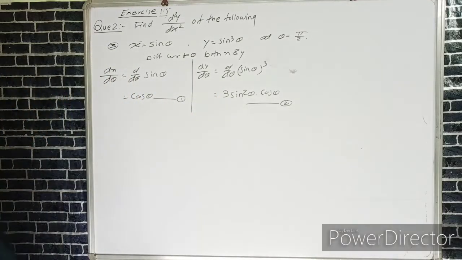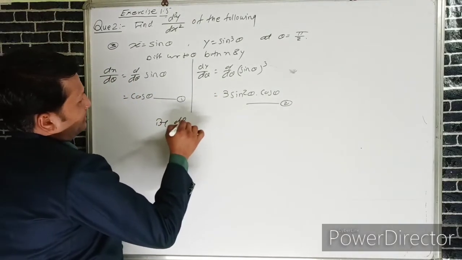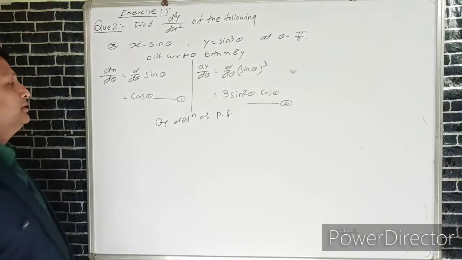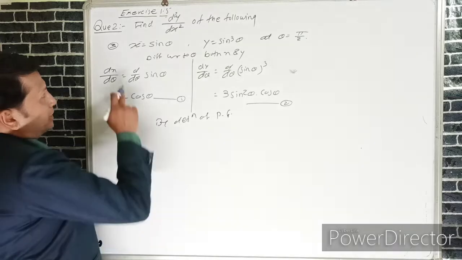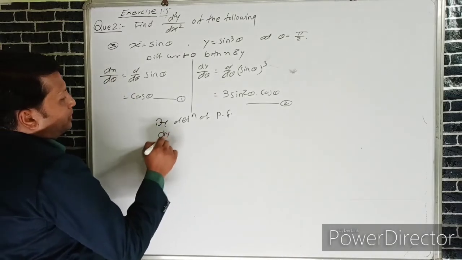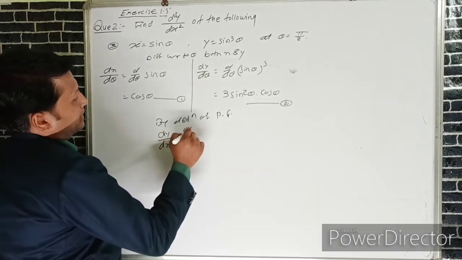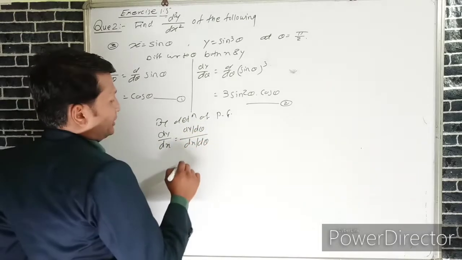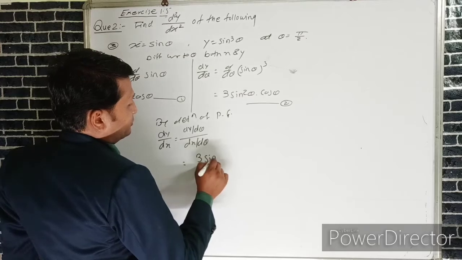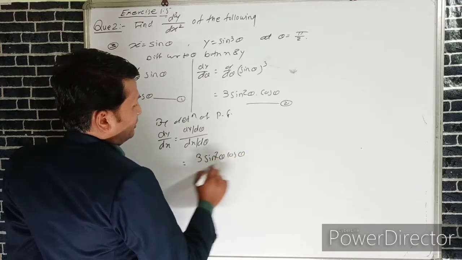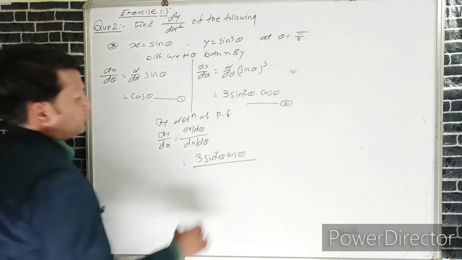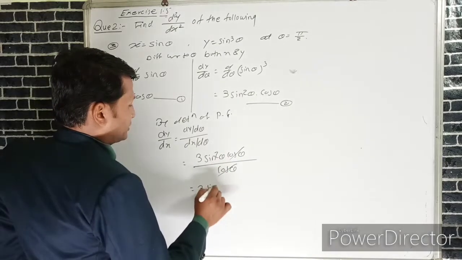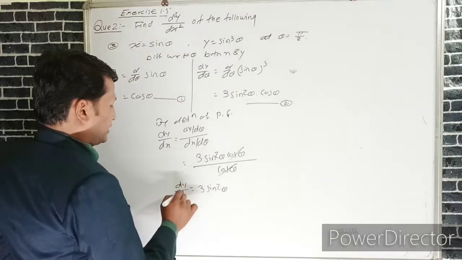By the definition of a parametric function, we can write the derivative dy upon dx is equal to dy by d theta upon dx by d theta. Here dy by d theta is 3 sin square theta into cos theta, upon dx by d theta, which is cos theta. Here cos theta cancels, and we can write 3 sin square theta, which is dy upon dx.